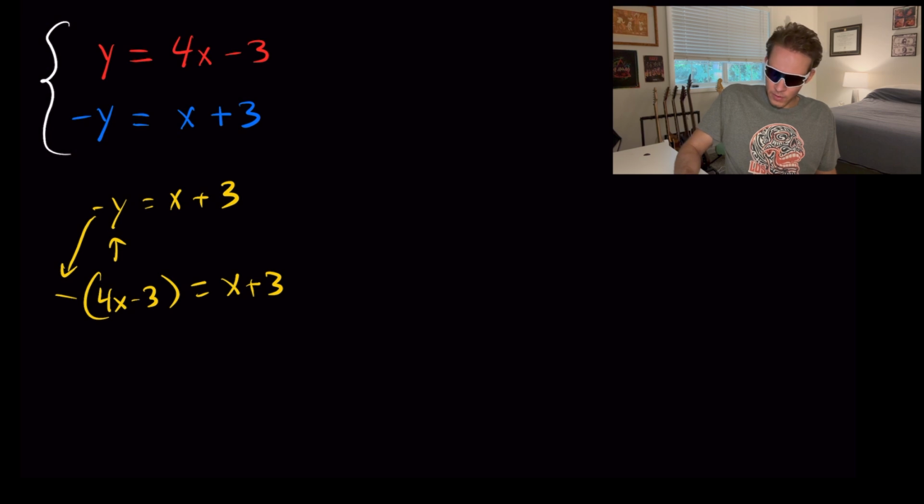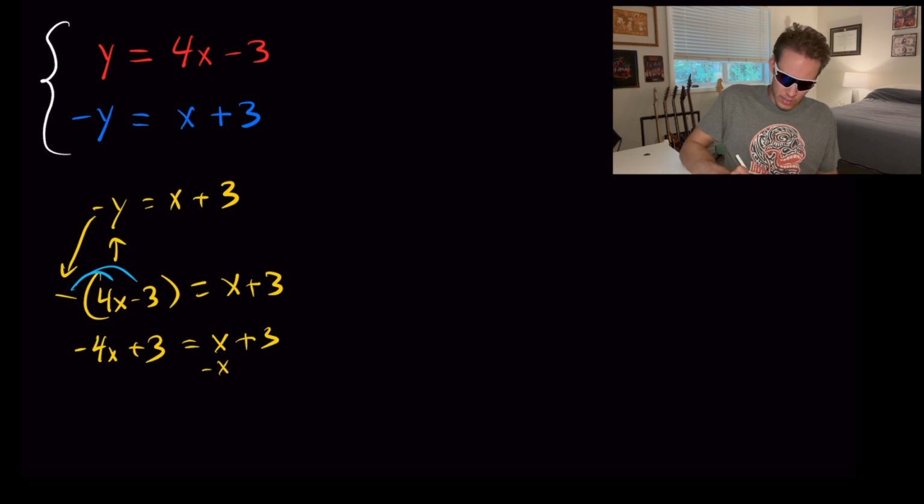All right, now we're going to solve for x. The first thing I want to do, though, is distribute this negative sign into the parentheses. So I'll have a negative 4x and then plus 3 is equal to x plus 3. And then now solve for x. So I'll subtract x from both sides. Get negative 5x plus 3 is equal to, remember those cancel out, is equal to 3.